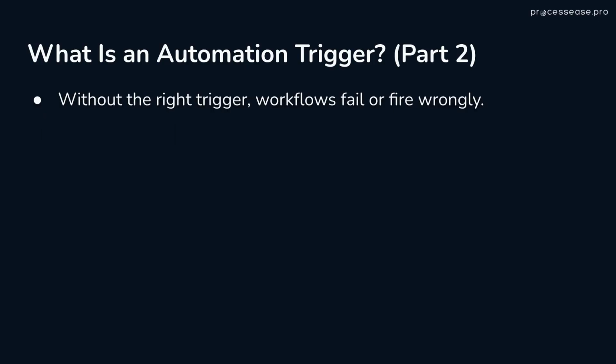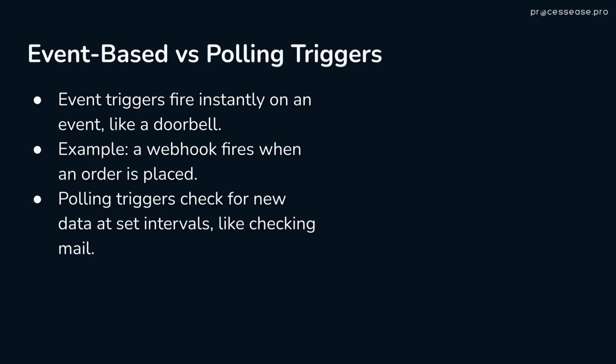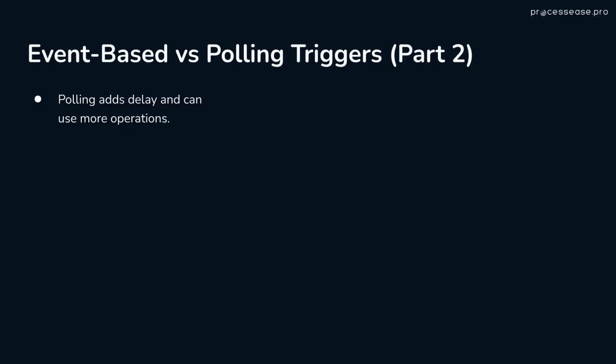Without the right trigger, your workflow will either never start or fire at the wrong time, which can lead to mistakes and operational issues. Event triggers fire instantly upon an occurrence. It's like a doorbell ringing. For example, a webhook fires when an order is placed. Polling triggers check for new data at set time intervals. Polling, however, introduces a delay, and because it checks at regular intervals, even when there is no new data, it can consume more operations than an event trigger.